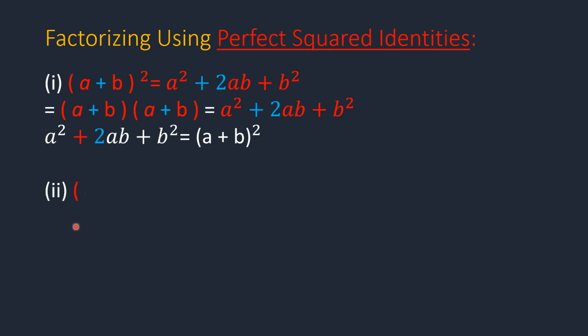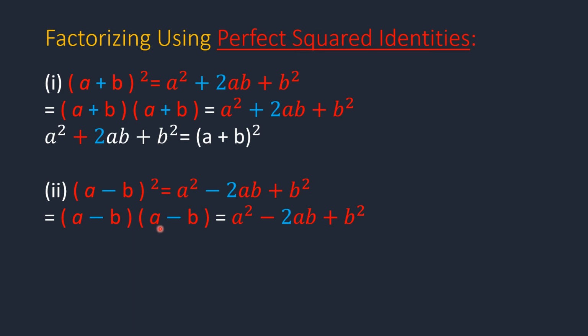Number 2, a minus b whole square equals a squared minus 2ab plus b squared. Here, a minus b whole square is the product of the two same factors, a minus b and a minus b. Here, a squared minus 2ab plus b squared is called a perfect square expression which has two same factors.